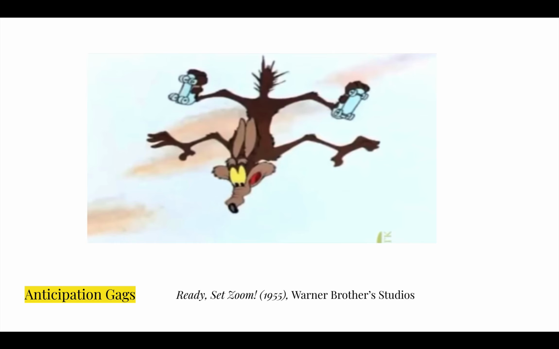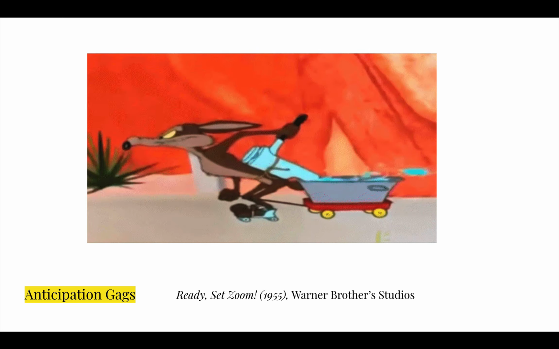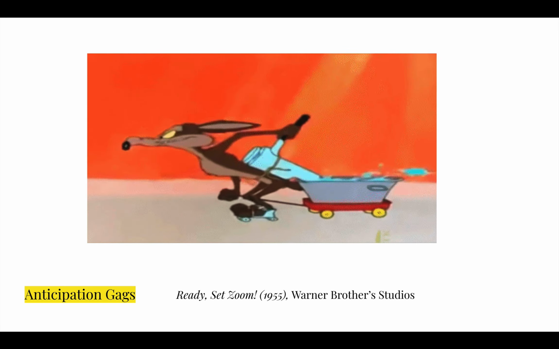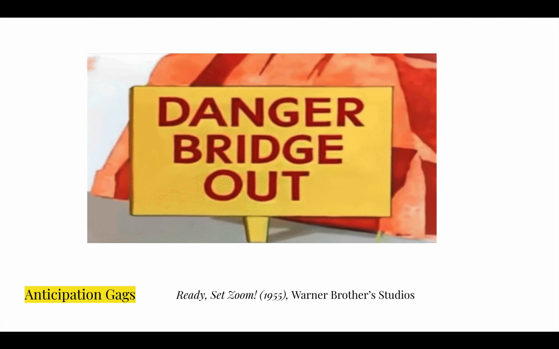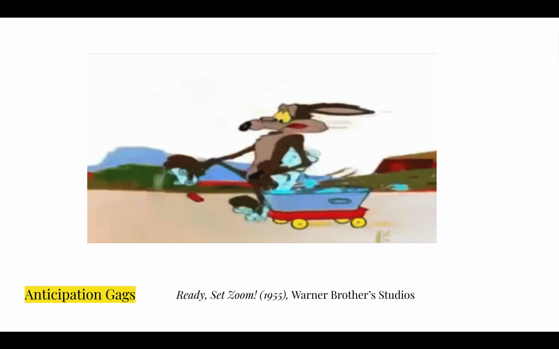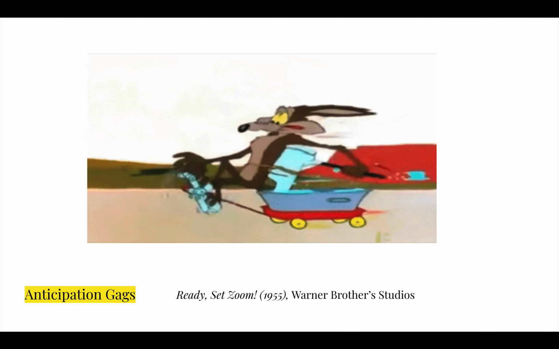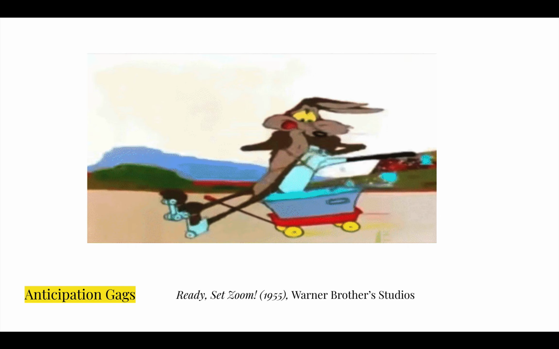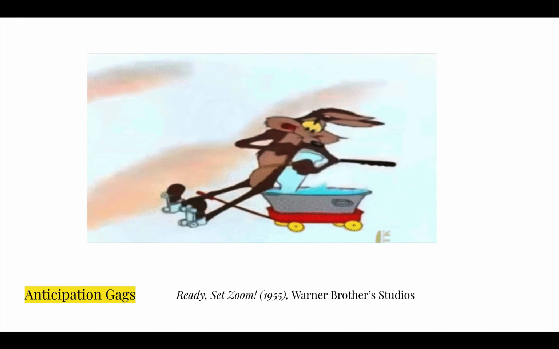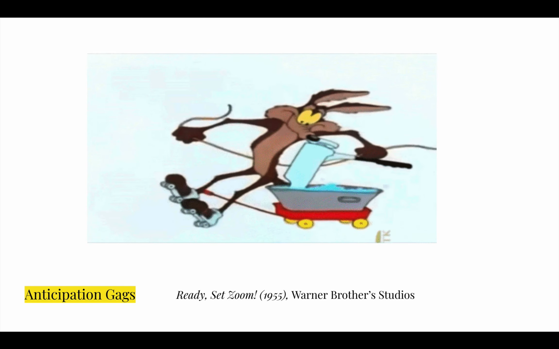Another gag they do in Coyote and Roadrunner cartoons is have him fall off the edge of a cliff. Now, to really sell the gag, they have to build up the anticipation. In this case, you can see he's got his contraption going down the road and he notices the bridge is out. Oh no, he's about to go over the edge. So he's struggling to get it off. Is he going to go off the edge? So there he goes. Now it's building up the anticipation.